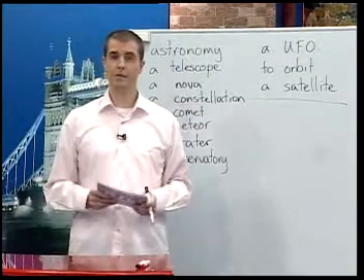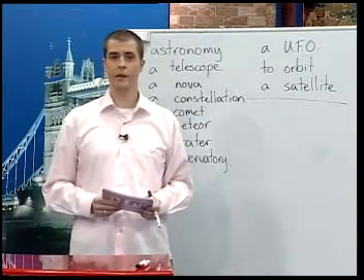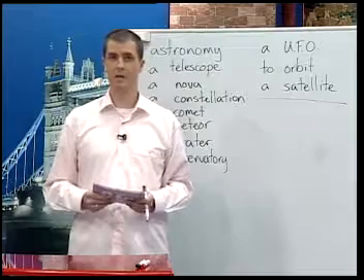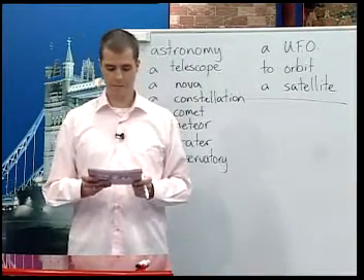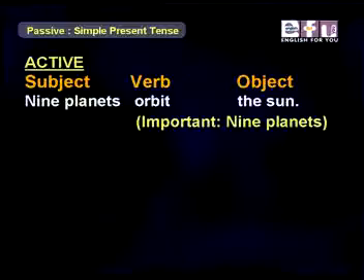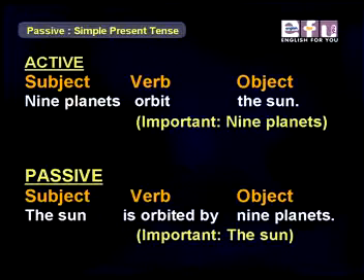In the passive sentence, in the passive voice, the object becomes the important thing. Let's look at this example. 9 planets orbit the sun. Now, in this sentence, 9 planets is the important part, the important thing for the sentence. In the passive voice, the sun is orbited by 9 planets. So the sun is the important thing in this sentence.